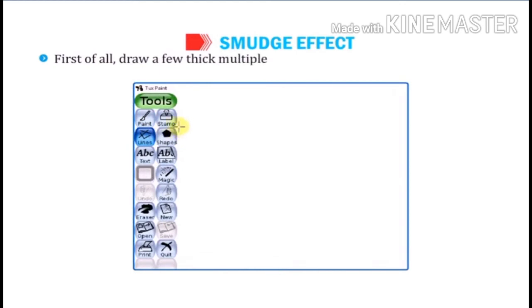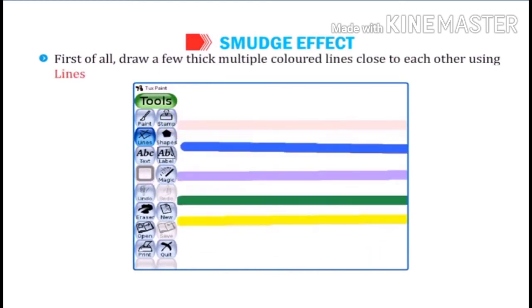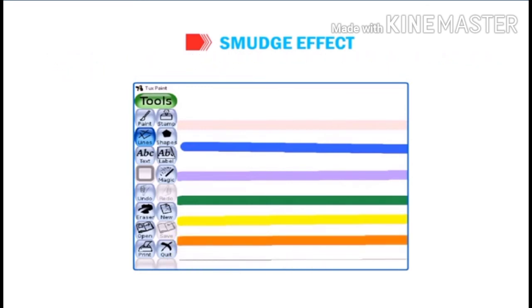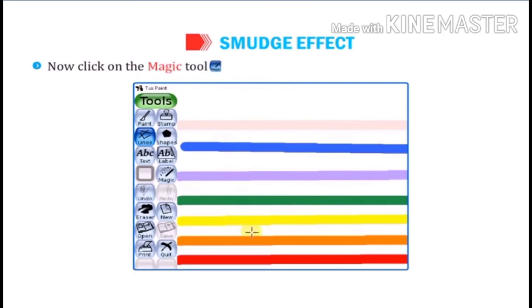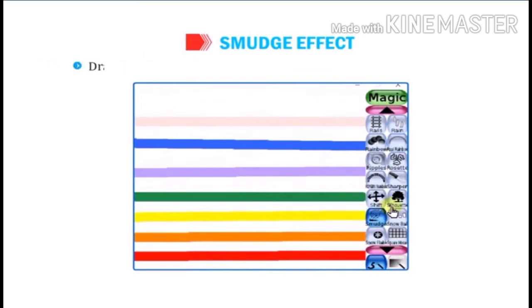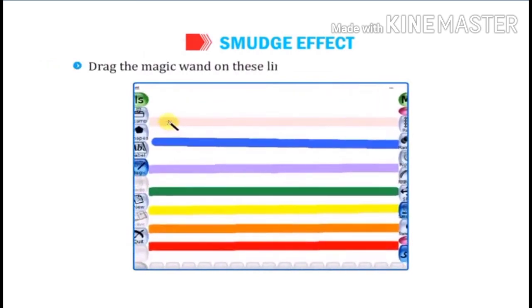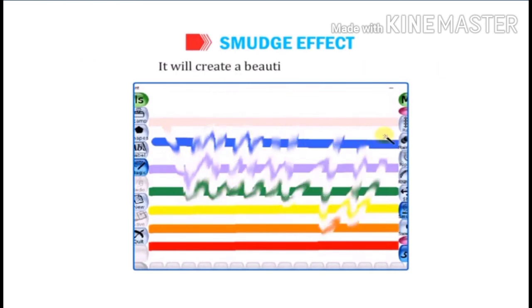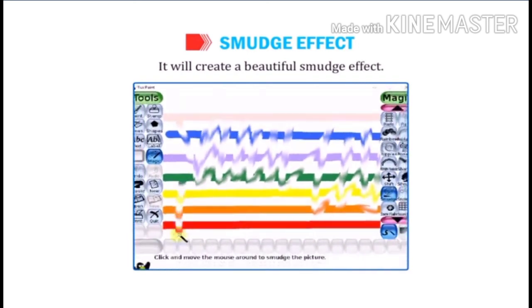First of all, draw a few thick multiple colored lines next to each other using the line tool as shown in the figure. Now click on the magic tool and select the smudge effect from the selector. Drag the magic wand on these lines till you get the desired result. It will create a beautiful smudge effect.